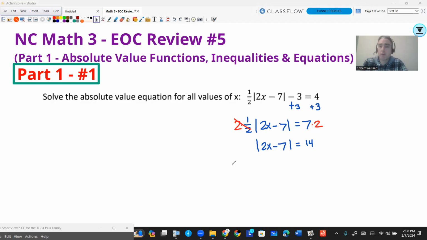The first one, you're just going to rewrite it as 2x minus 7 equals 14. You're going to leave everything as is, just take the absolute value bars off. The other one is 2x minus 7 is equal to negative 14. When you solve both of those equations, you'll get both of those answers. Add 7 to both sides. You're going to get 2x equals 21. And then 21 divided by 2 should give you 10.5.